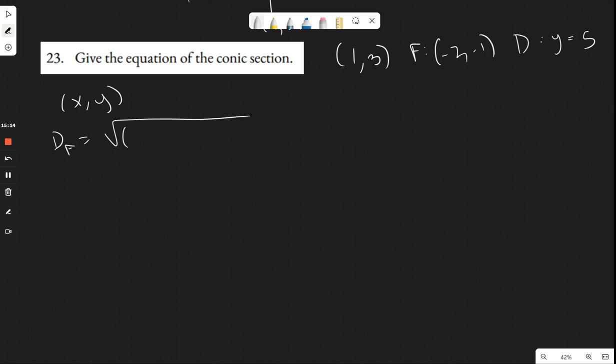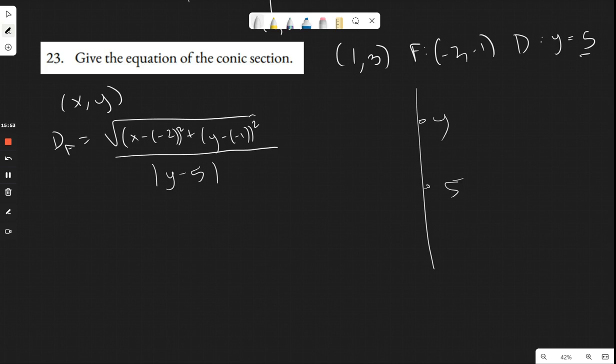So now we know that for any arbitrary point x, y, the distance to the focus is going to be the square root of, using this distance formula again, x minus -2 squared plus y minus -1 squared. Just distance formula. And then the distance from the point y to the line is just going to be the absolute value of y minus 5, because we're just doing the difference between y and this y, which is 5. Imagine just a number line from any point y to 5.